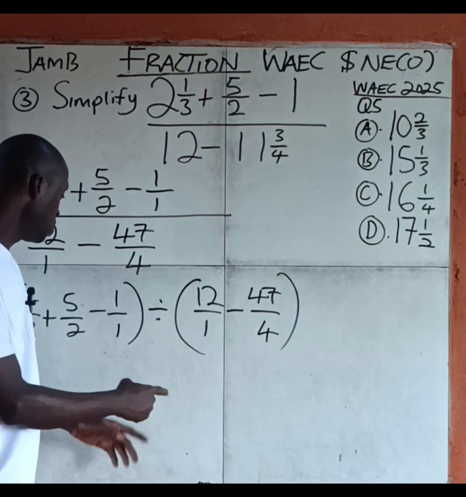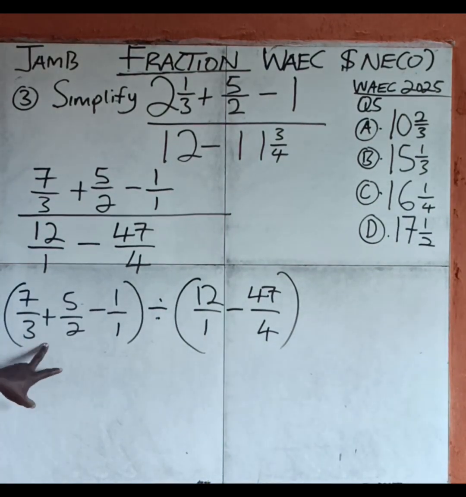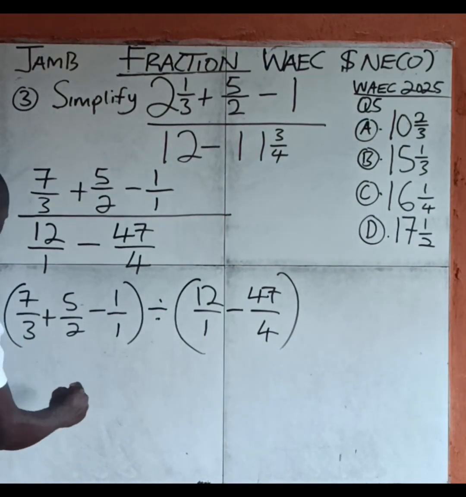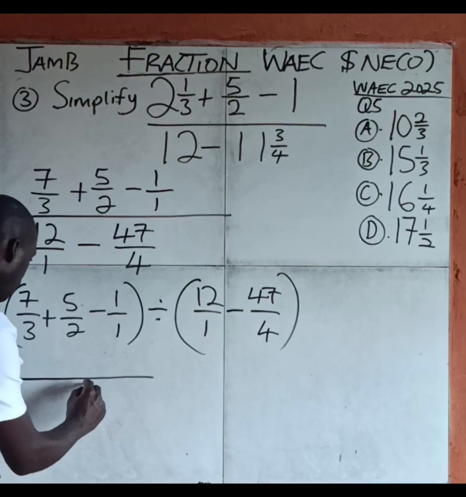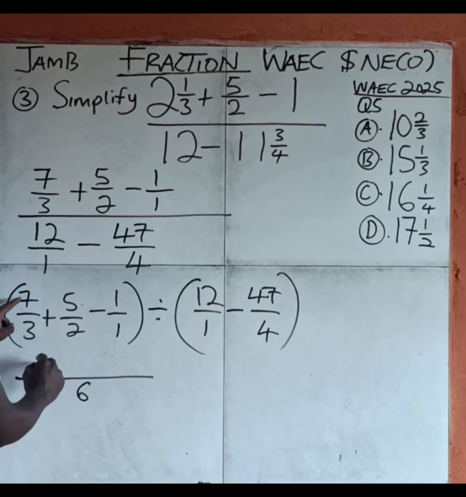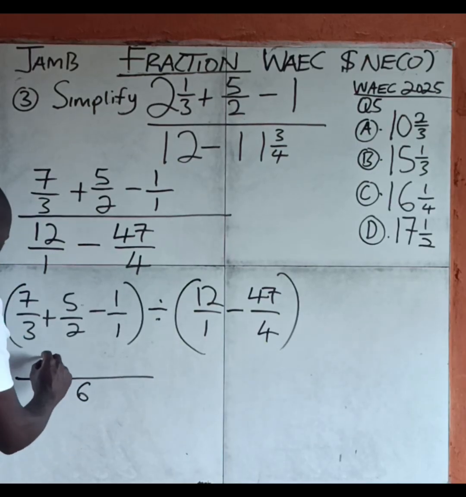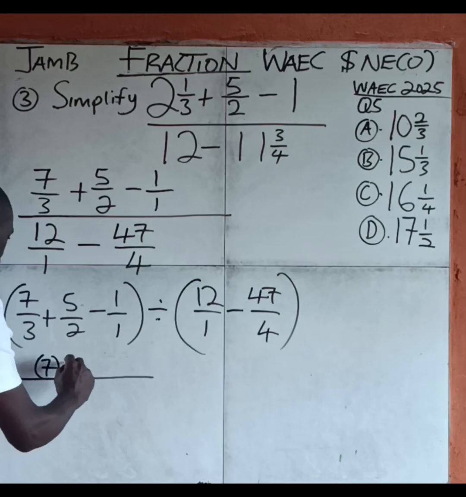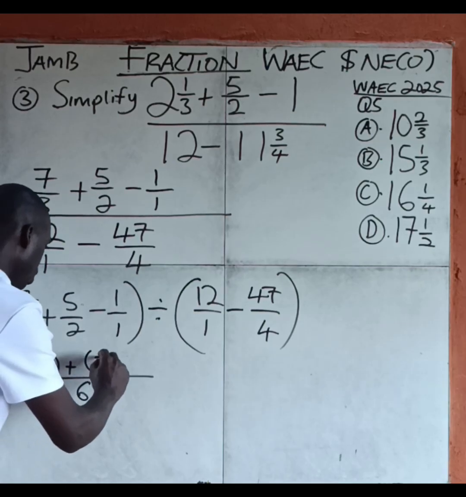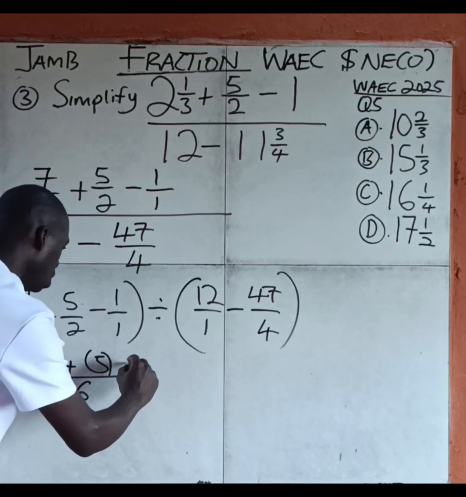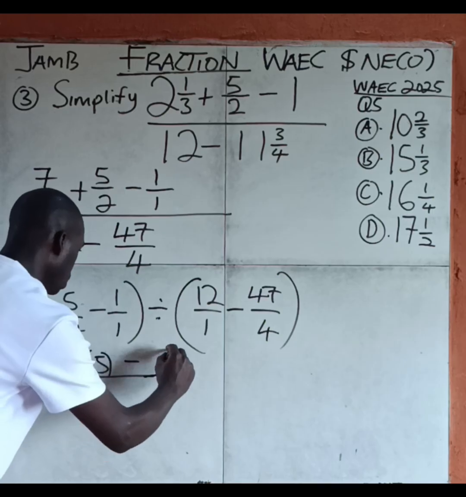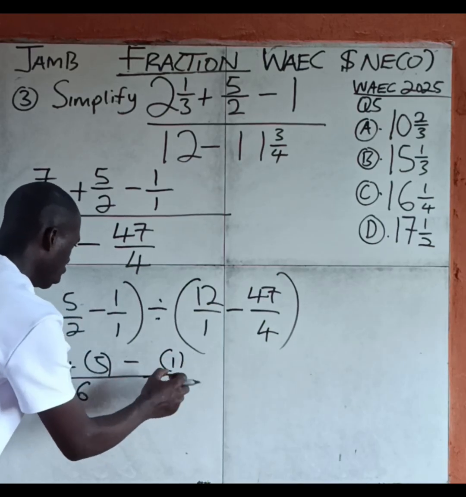All right, now the next thing you're simply going to do is take the LCM of 3, 2, and 1. And if you are to do that, the LCM of 3, 2, and 1 will give you 6. And you are going to place all your numerators in a bracket. So you can see the way I'm clearly doing it. I'm placing all my numerators in a bracket.